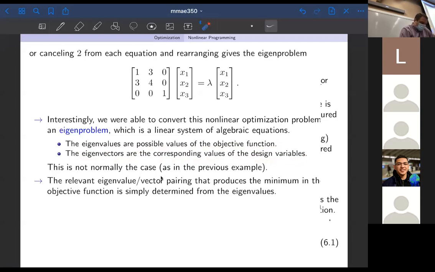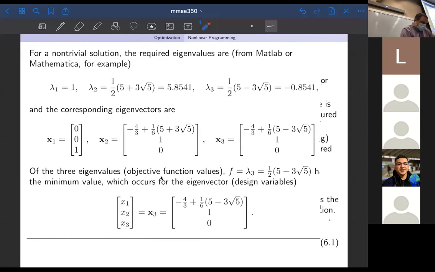Okay, so let's take a look at those. I got these using MATLAB or Mathematica. So you get lambda 1 is 1, here's lambda 2, here's lambda 3. It's 1/2 times the quantity 5 minus 3 times root 5. Here are the corresponding numerical values if you care.